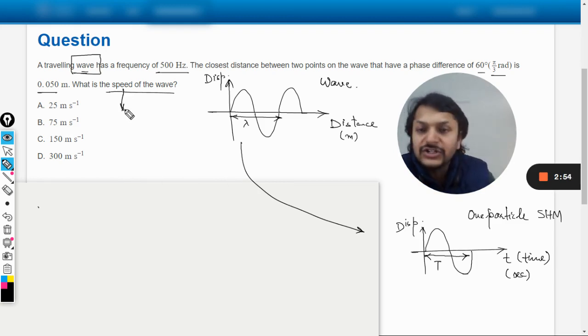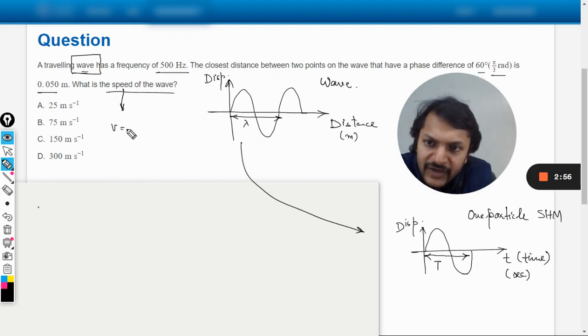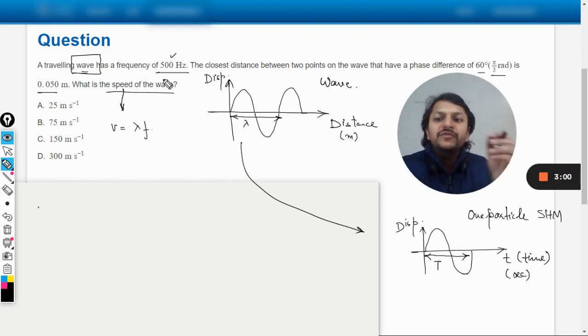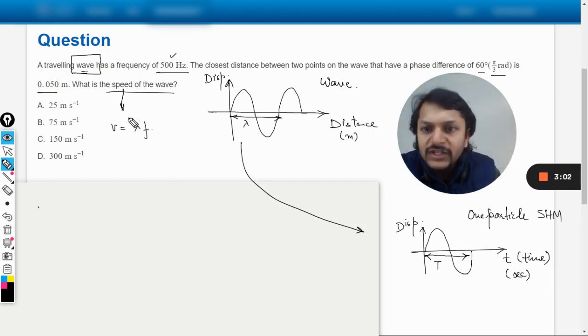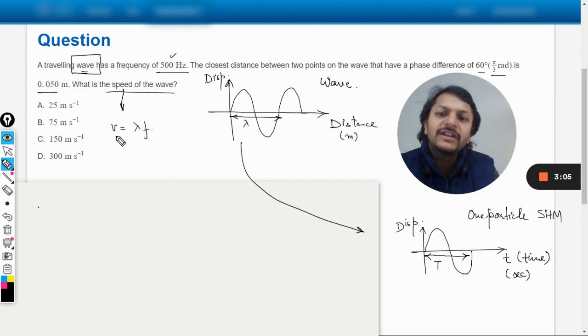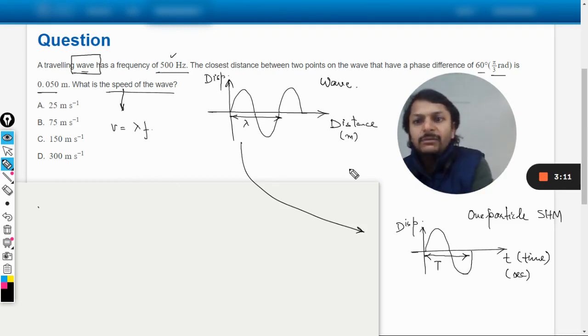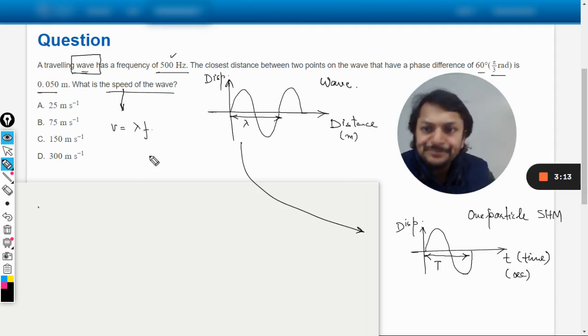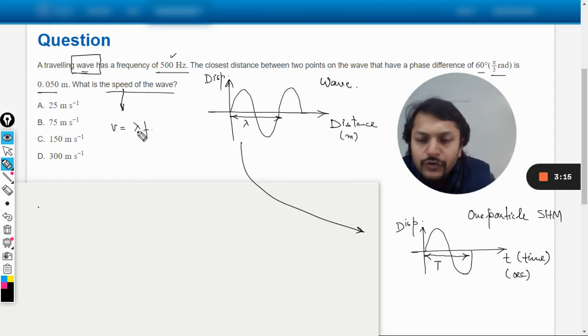So what is the velocity? The speed of a wave is given by lambda into frequency. Frequency is given to us. We want to find the wavelength. And once we find the wavelength, we put the value here and we will get the velocity. So two things I have told you. Number one, the difference of the graphs. Number two, wavelength and the time period. Number three, we are going back to our question. So we want to find the wavelength.